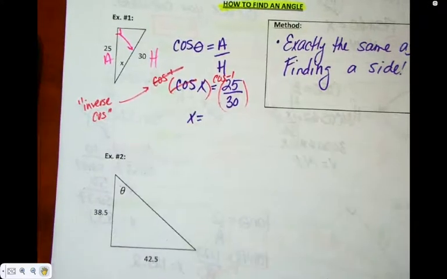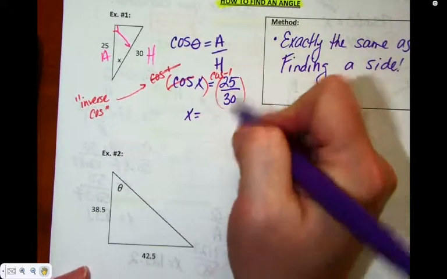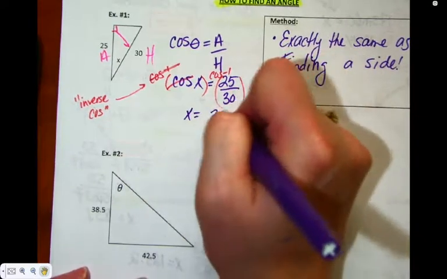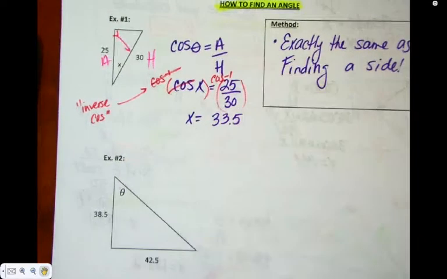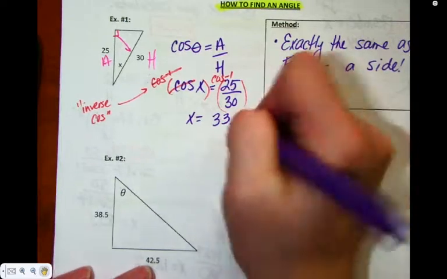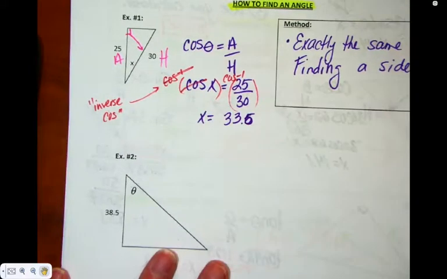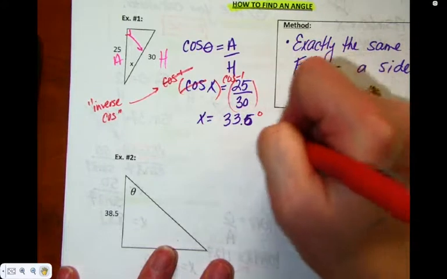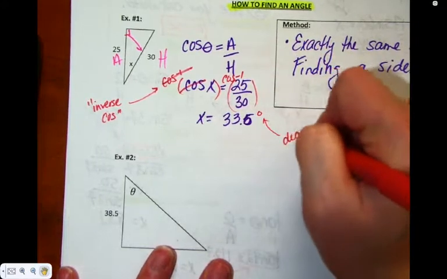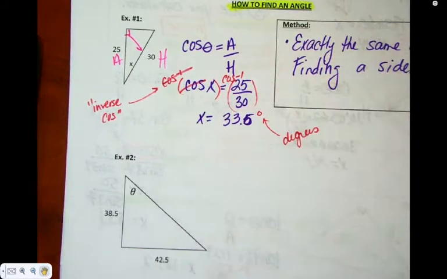And x equals, to 1 decimal place, 33.6. And I'm just going to grab my red pen because we're finding an angle. And what is the unit of measure for any angle? Degrees. So we put the little degree symbol. The only thing that's different from what we did yesterday is this inverse cos stuff.